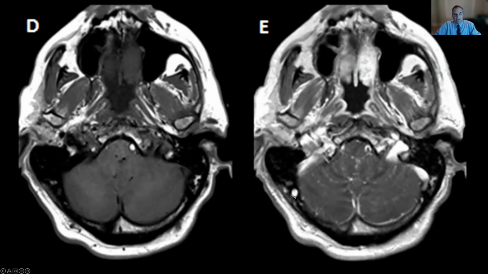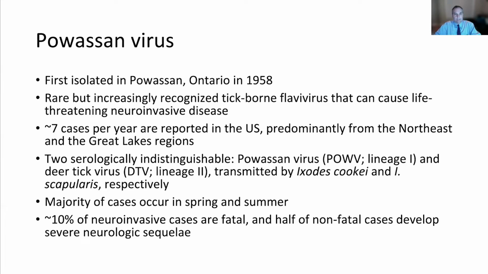contrast leaking into the meninges around the cerebellum, again supporting the idea that he had a meningitis as well as an encephalitis, so a meningoencephalitis, and primarily involving the cerebellum. So deep sequencing in this case identified Powassan virus, which is a tick-borne flavivirus that can cause life-threatening neuroinvasive disease. This particular case was a fatal case.